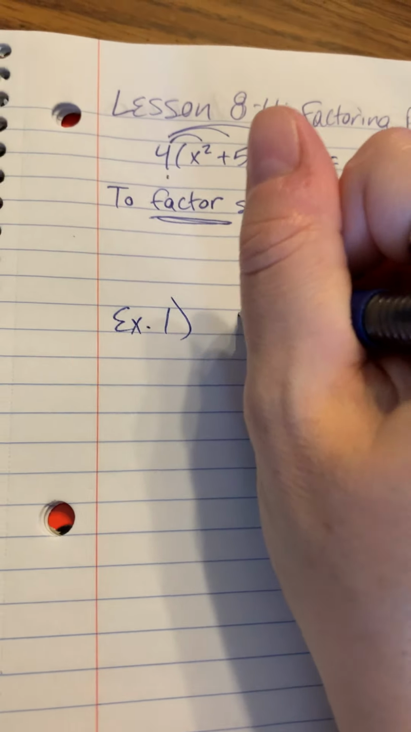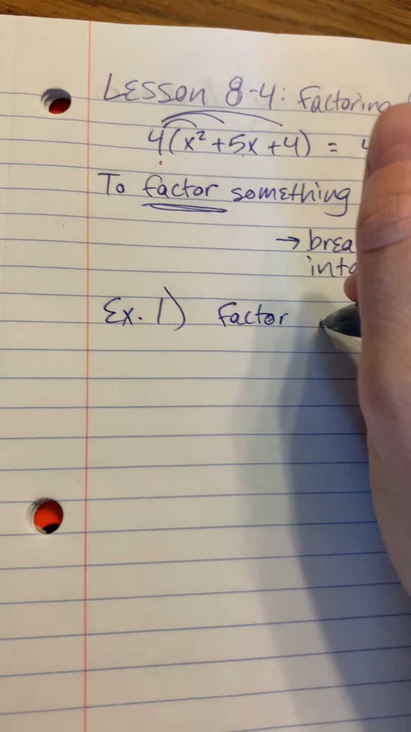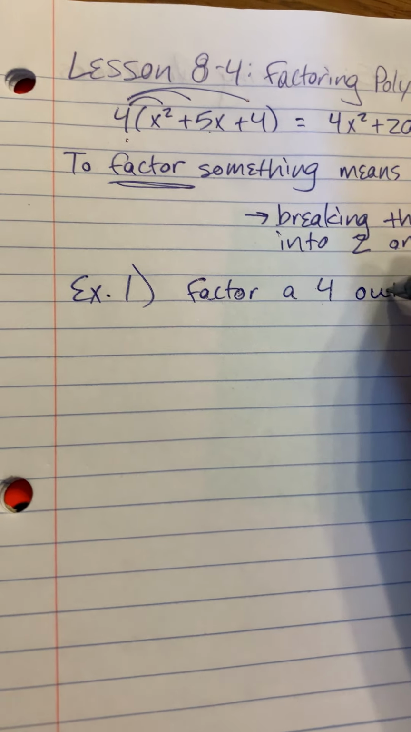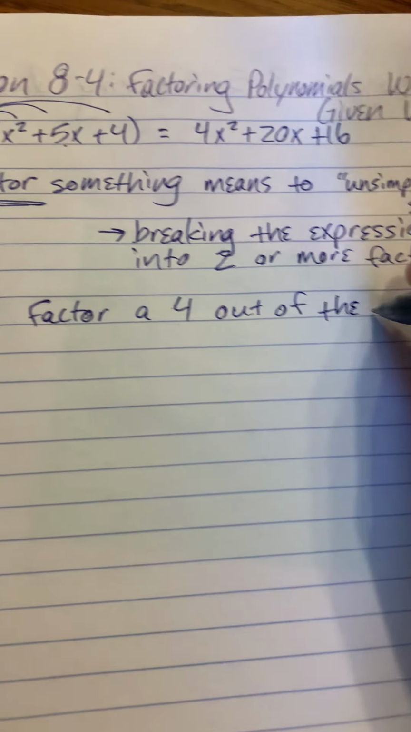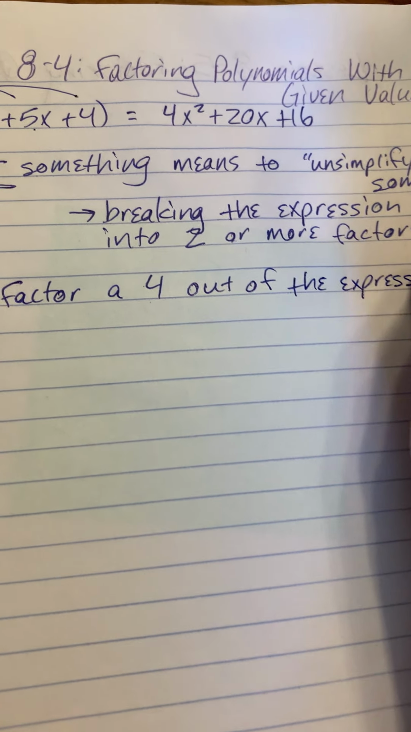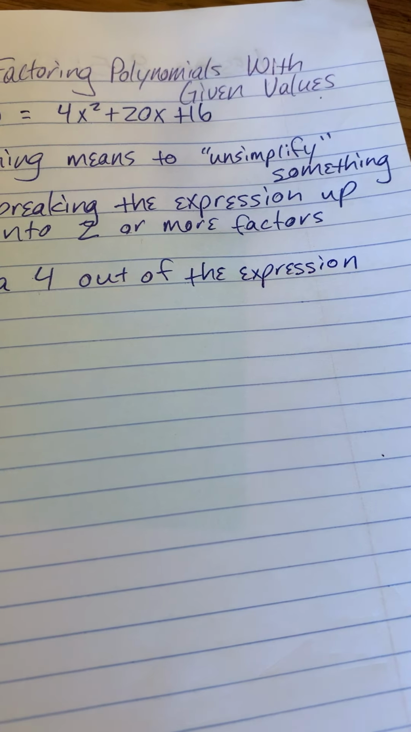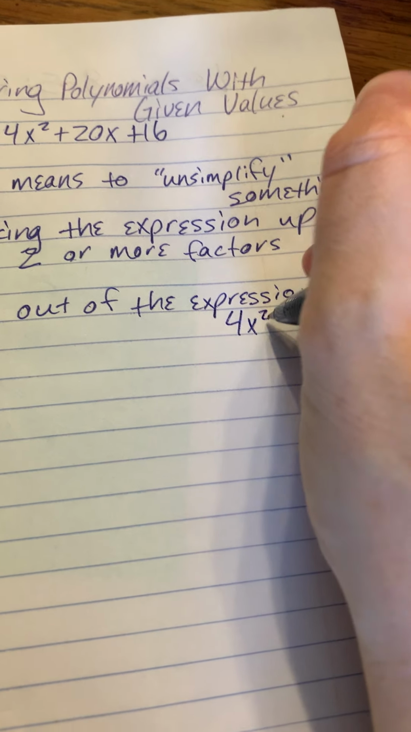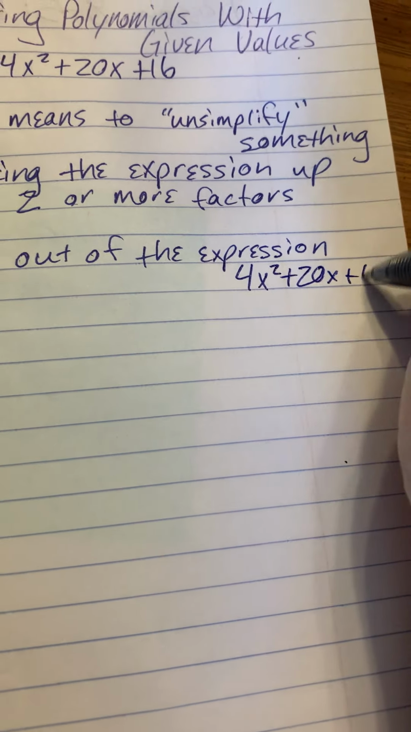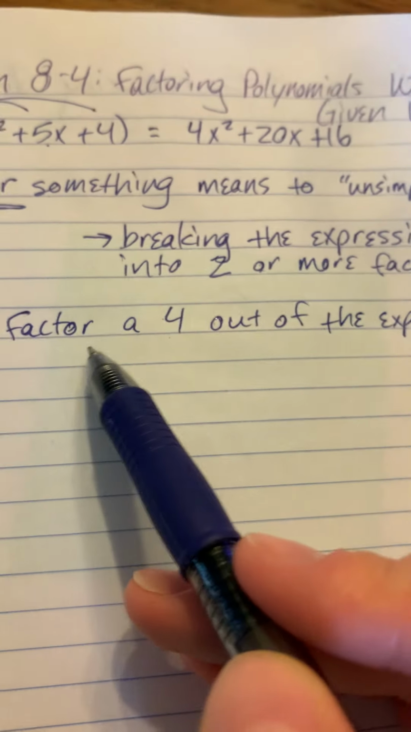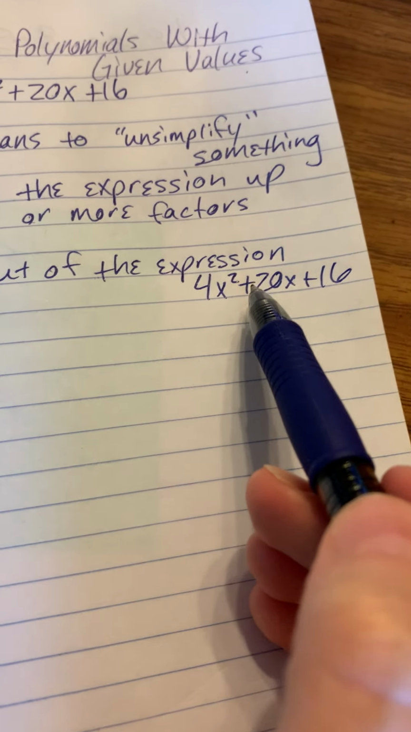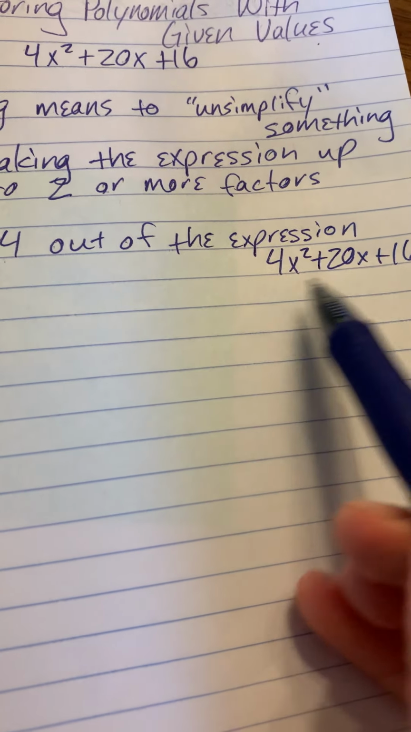So, example 1. Factor a 4 out of the expression 4x squared plus 20x plus 16. This is a fully simplified expression. If you're going to factor a 4 out of that, then that means that you're going to break it up into 4 times something else.